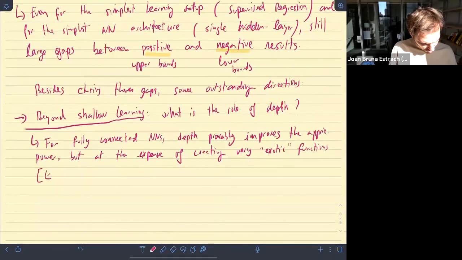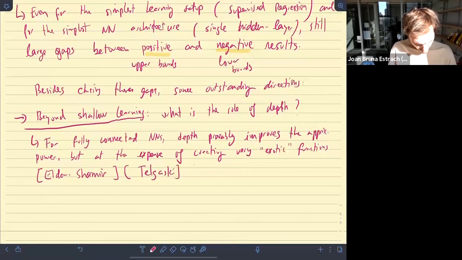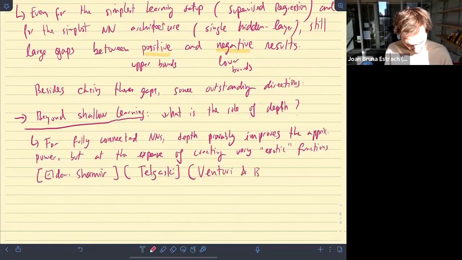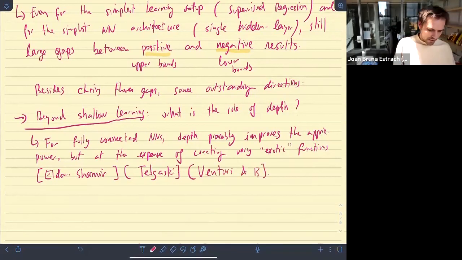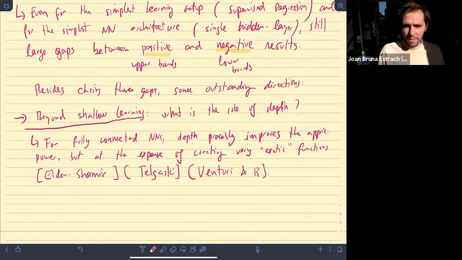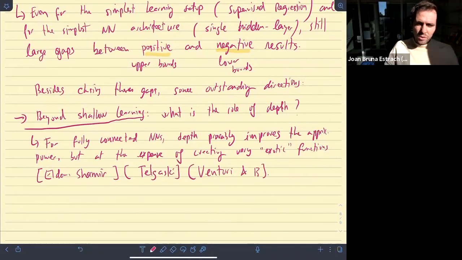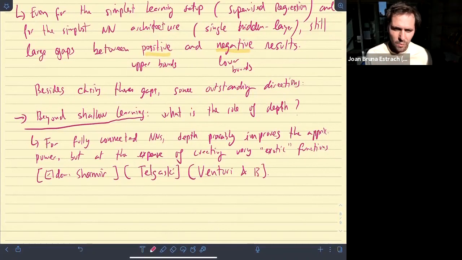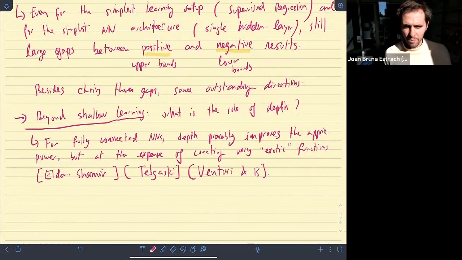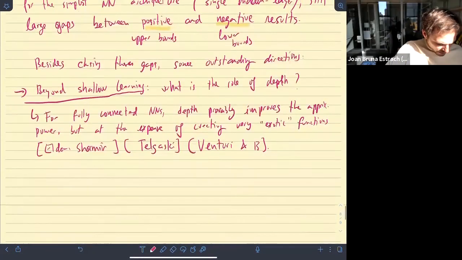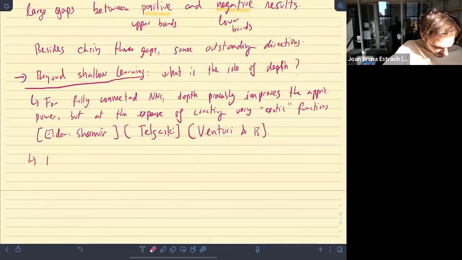And this is a nice work by Telgarsky. Also some work that we did. Okay, so basically, you can indeed understand depth in terms of better approximation, but you are losing the battle, right? There's no way you can relate this to any practical benefit of neural networks. But for structured networks, the situation is very different.